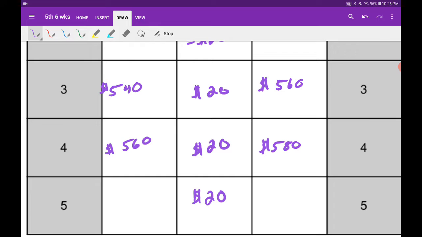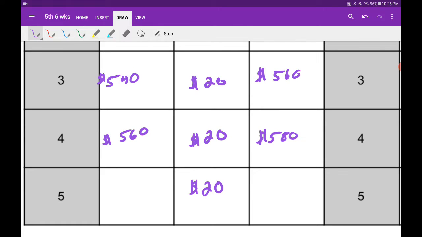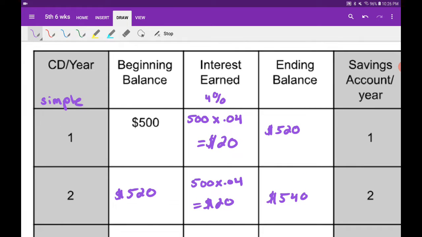Okay, and it continues that way. $580 plus 20, we get $600. Okay, so not bad. Again, $100 after 6 years of not needing that $500. All right, so that simple interest, what makes it simple again is it's applied to the original amount that we opened the account with, the 500.